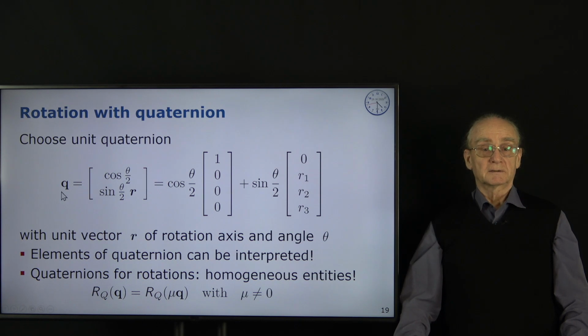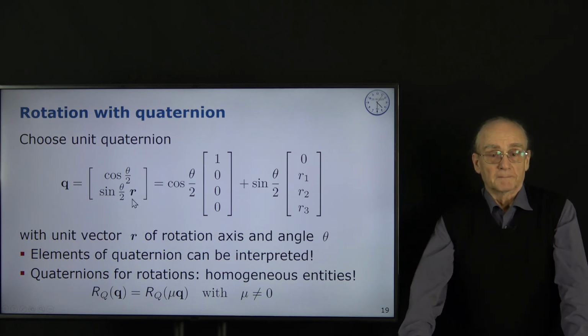And this means the quaternion which does actually the rotation can be interpreted, namely that the scalar part is cosine of half the rotation angle, and the vector part is the direction of the rotation multiplied with sine of the half of theta.